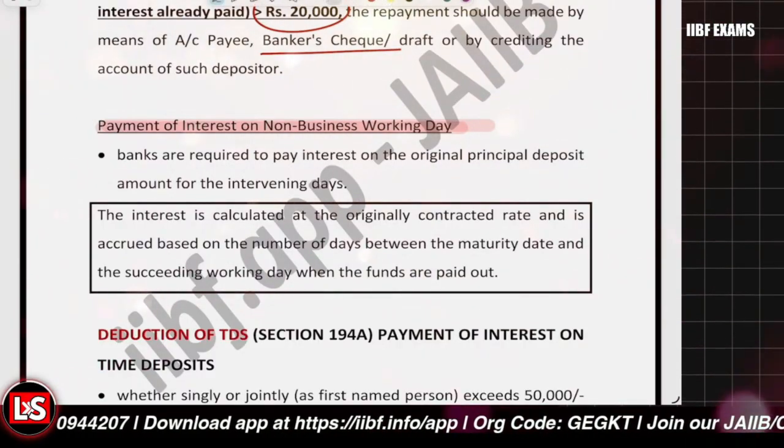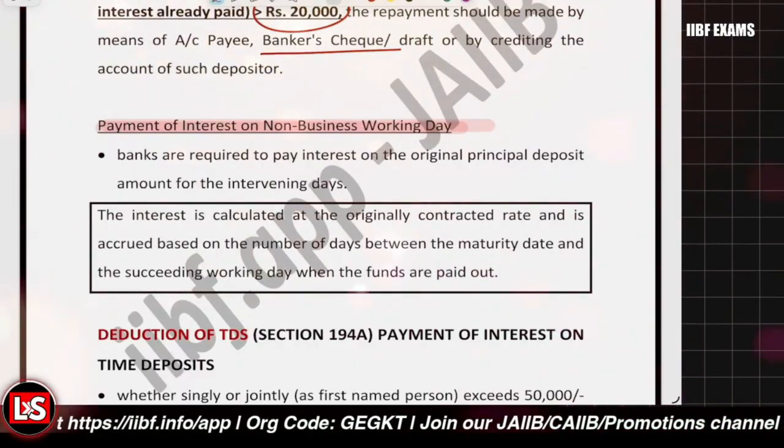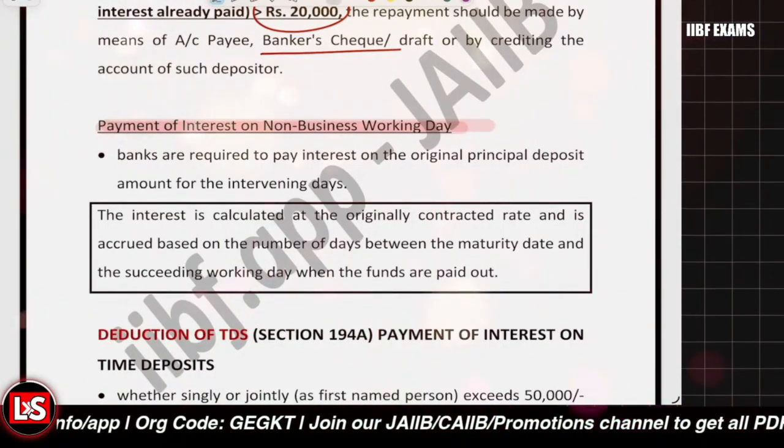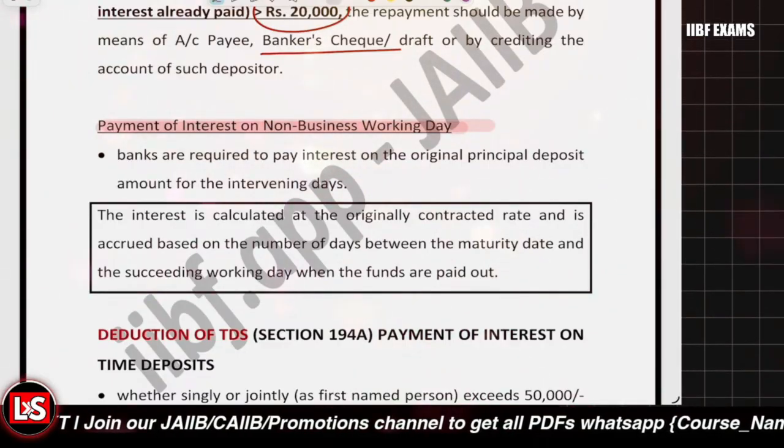Clear with it? If a public holiday, non-working day or bank holiday is there, then for whatever intervening days there are, interest at the original contracted rate will be paid.